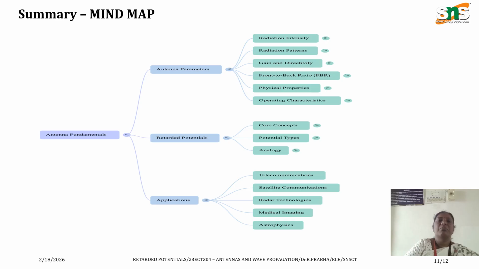So finally, the mind map, the summary part. So far we have seen antenna fundamentals and a recap of antenna parameters. We studied 2 types of potentials, retarded scalar and retarded vector potential. We have seen the retardation concept, and finally we have seen the various fields of application of these retarded potentials.